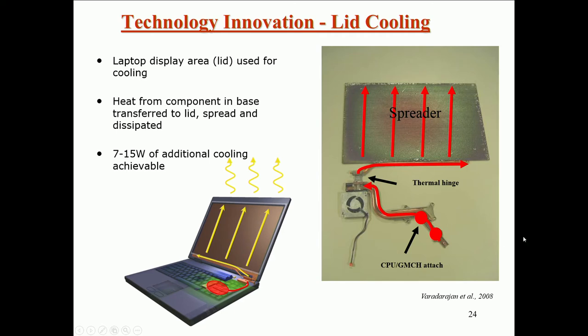Now, depending on what material you are using in the spreader as well as the size of your display, we were able to show that 7 to 15 watts of additional cooling is possible, which is not a small amount, because in those days the total platform power at the peak was around 60 to 70 watts. So, 7 watts out of that is more than 10%, 15 watts even better.